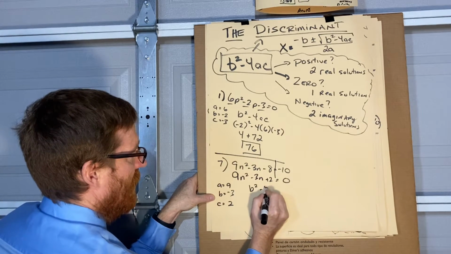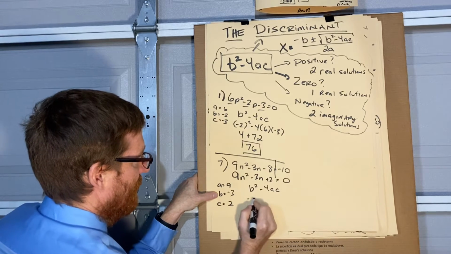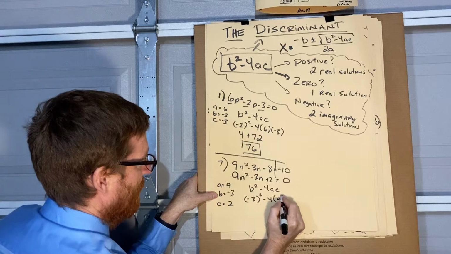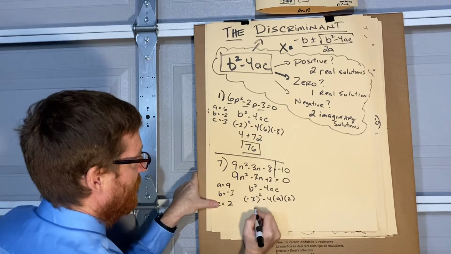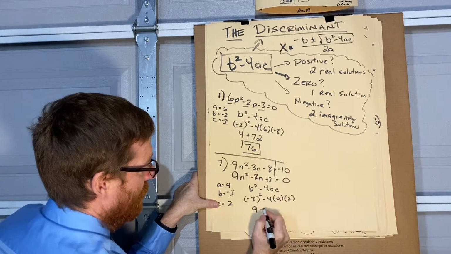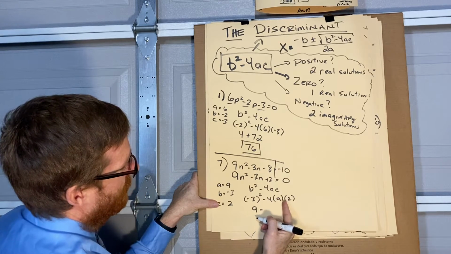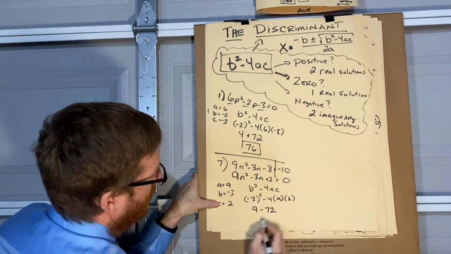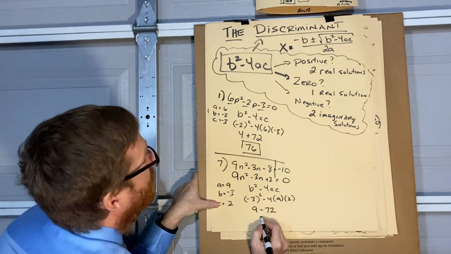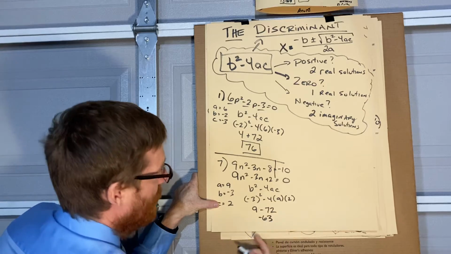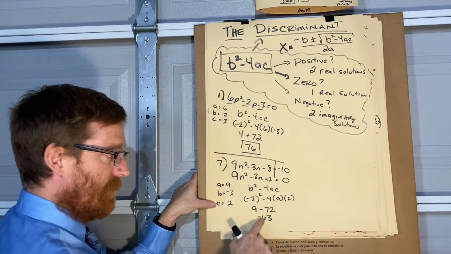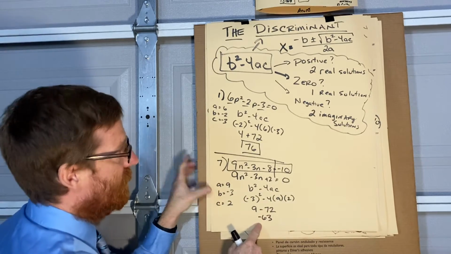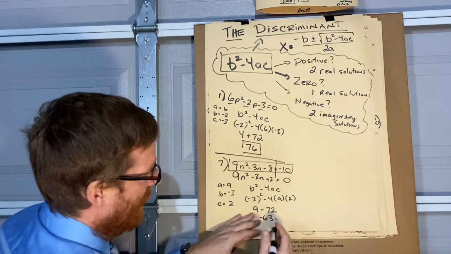B squared minus 4AC looks like this: negative 3 squared minus 4 times 9 times 2. This is 9 minus, let's see, negative 36 times 2 is going to be negative 72. Looks good. And then we do that subtraction. You get negative 63. That is the discriminant. The discriminant of this quadratic equation is negative 63. And since that's negative, we have two imaginary solutions.